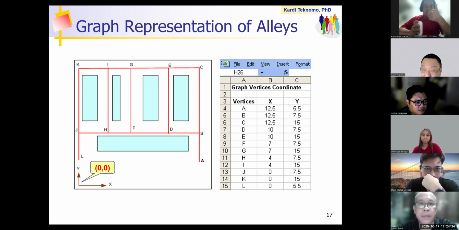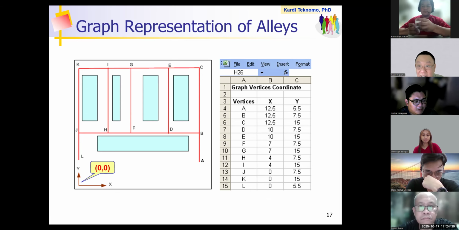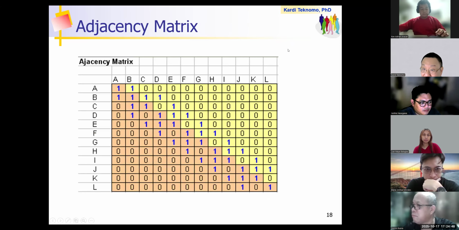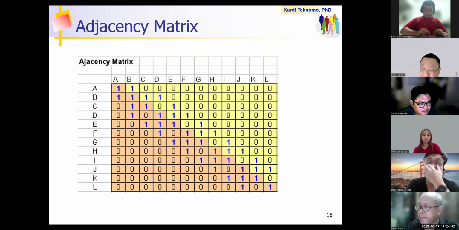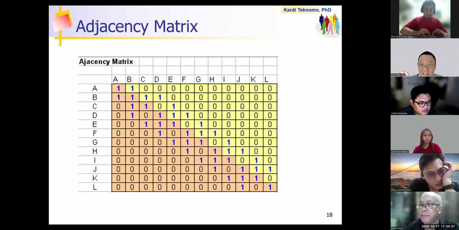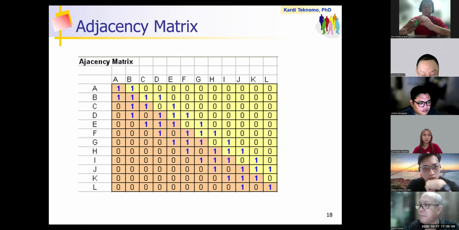Okay, good. Now you have the real layout, and then you can create the graph and get the coordinates. What is that for? So that you can get the distance. Based on the graph, the red line here, you can create the adjacency matrix. This is the adjacency matrix of that graph, the red line in the alley.